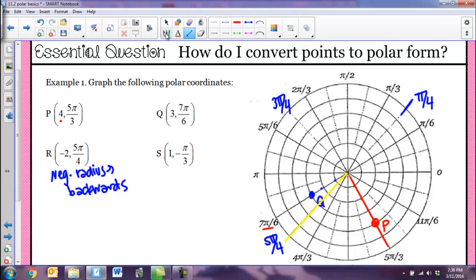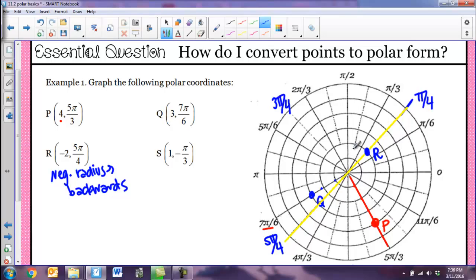And normally on here, I would just go ahead and say graph 2, and then I'd be done. But since it's negative 2, all that means is that I'm actually going to take this line and I'm going to go backwards. And so that was my 5 pi over 4 line, but since it was negative, I'm going to go backwards up here, and that's going to be my point R, backwards 2.